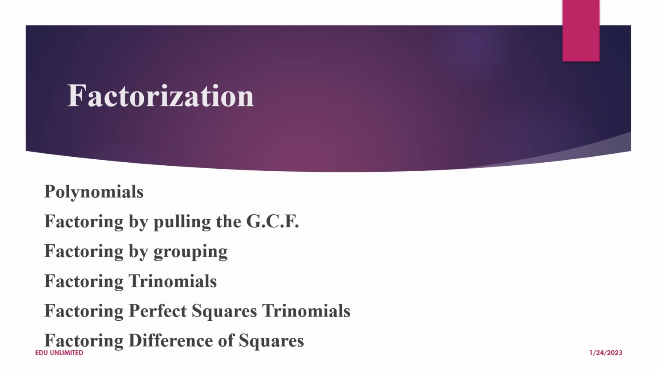Before we close this presentation, let's look at some takeaways from this class. We looked at polynomials, defining polynomials, and looking at the types of polynomials and the degrees of polynomials. We then looked at the different ways of factoring or factorization. One, we pull the greatest common factor. Then we factorize by grouping, and we factor trinomials. And then we look at the format in factoring perfect squares and factoring difference of squares.